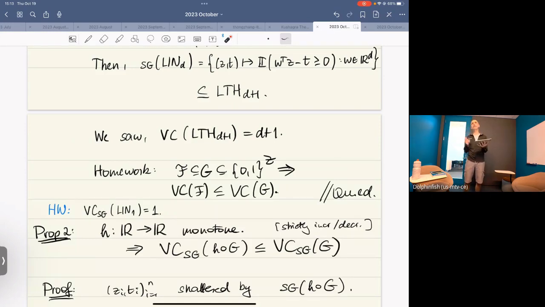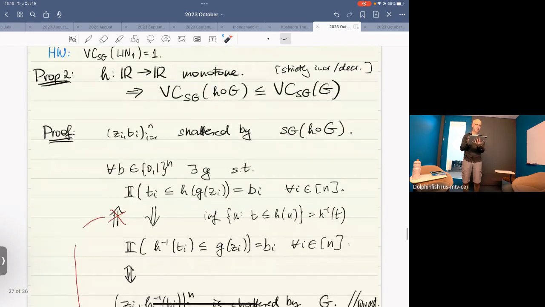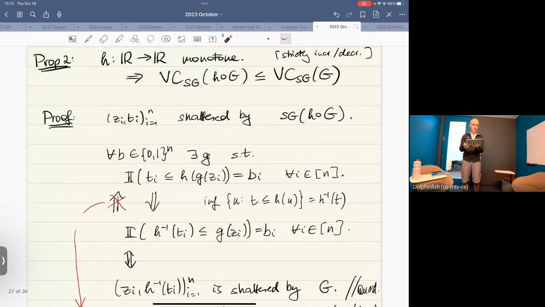Anyways, moving on. So there is this other little proposition. If you have a monotone function, let's say increasing or decreasing, then the VC subgraph dimension of applying the monotone function to some function class is less than or equal to the VC dimension of the original class. It's like there is some contraction happening just because you apply some function. It kind of pulls things together.